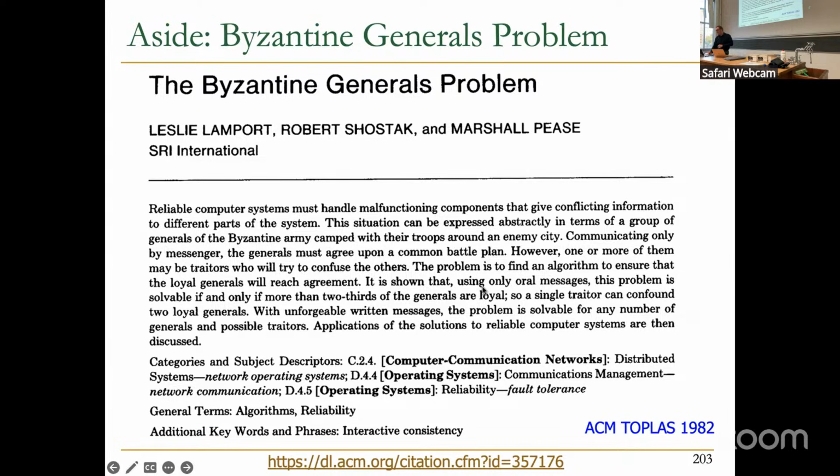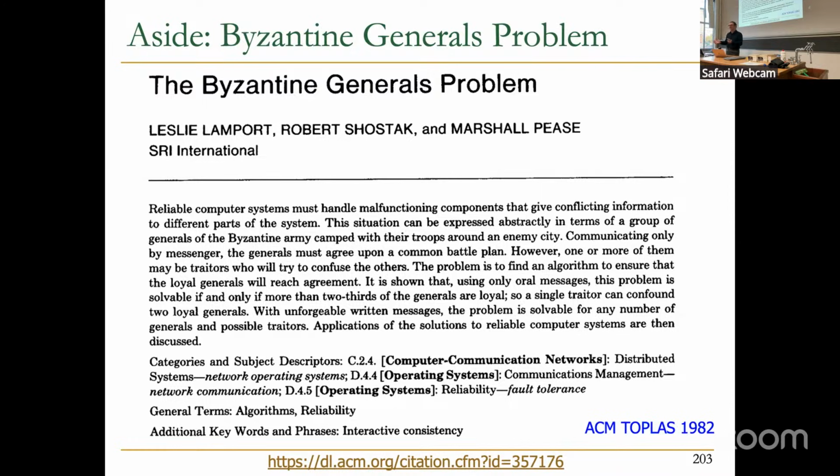It is shown that using only oral messages that are delivered between the generals, this problem is solvable if and only if more than 2/3 of the generals are loyal, meaning they don't lie or they're not traitors. So a single traitor can confound two loyal generals. With unforgeable written messages, the problem is solvable for any number of generals and possible traitors. I'm not going to go into that. Applications of the solutions to reliable computer systems are then discussed. So it's a beautiful paper that started a whole area in Byzantine fault tolerance. And this 2/3 is a big number, basically. So you need 2/3 of the generals to be loyal so that they can actually agree on a plan.